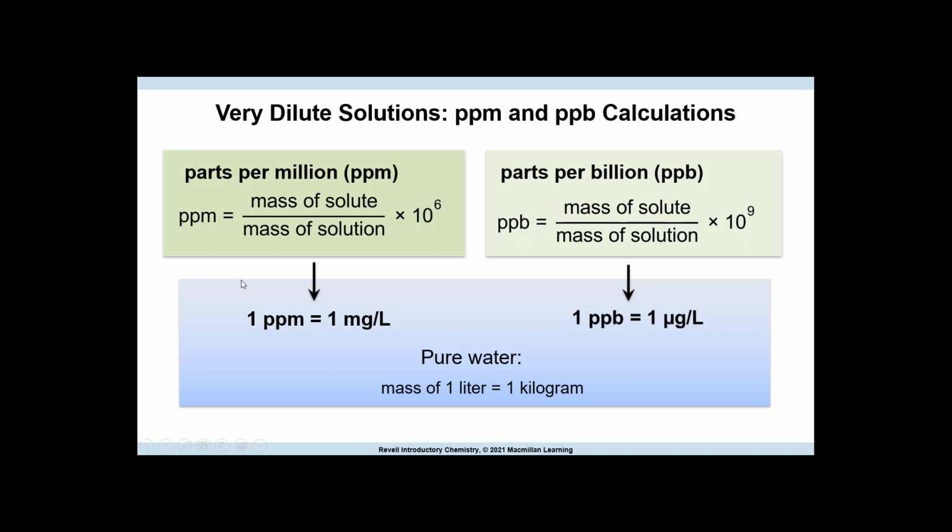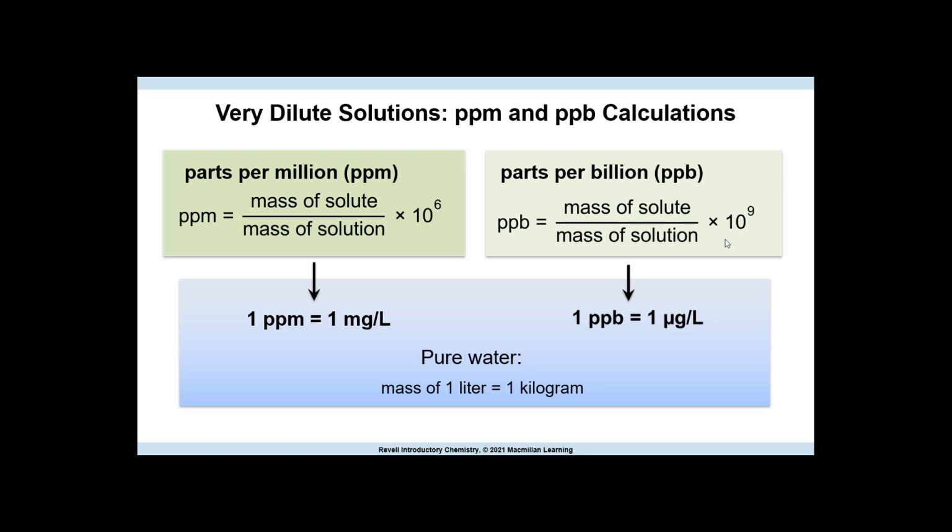So we can take concentration of ppm, and this is equal to the mass of the solute over mass of the solution times 10 to the 6. Even smaller concentrations are expressed using parts per billion, or ppb. The relationship is similar. It is mass of solute over mass of solution times 10 to the 9. When calculating ppm or ppb, any unit of mass may be used, but the units for solute and solution must be the same.